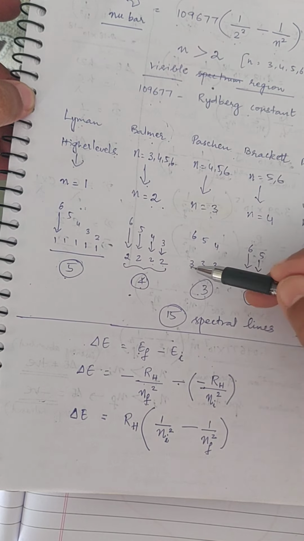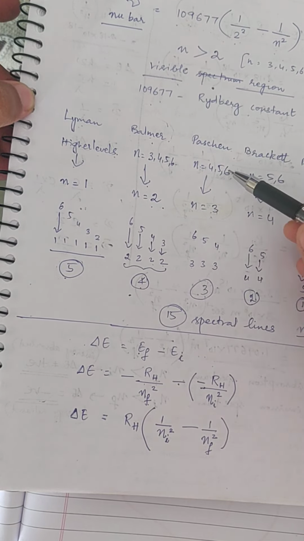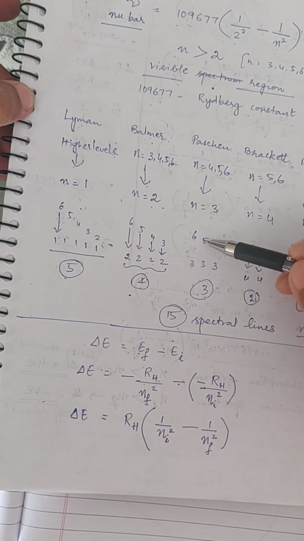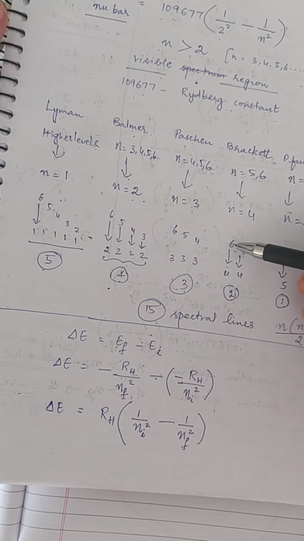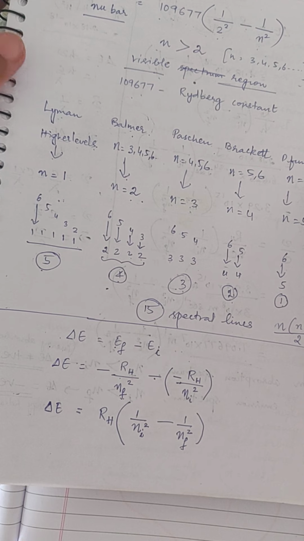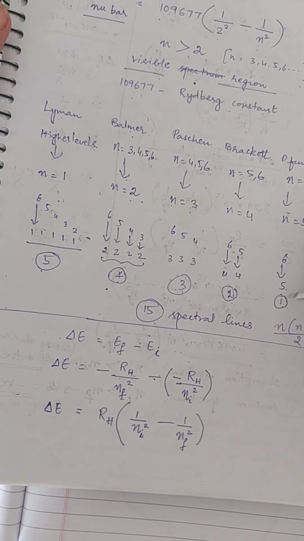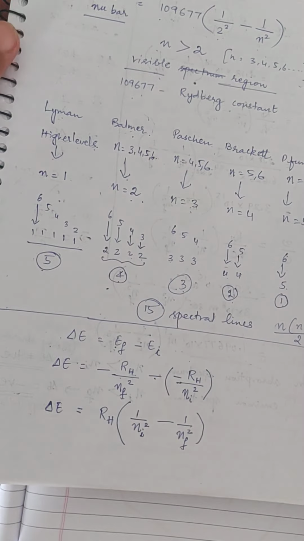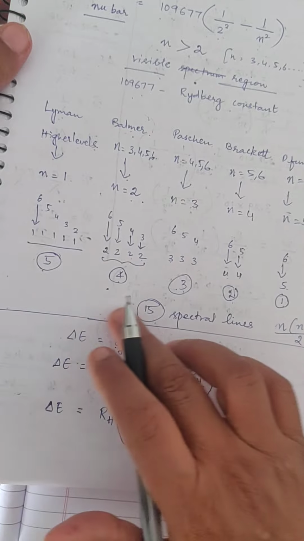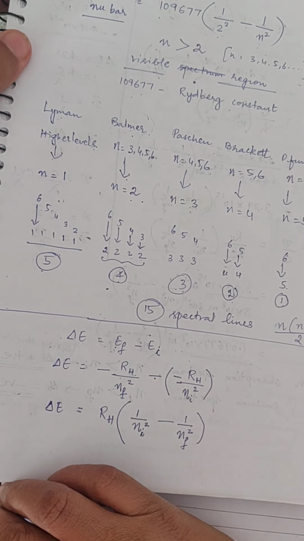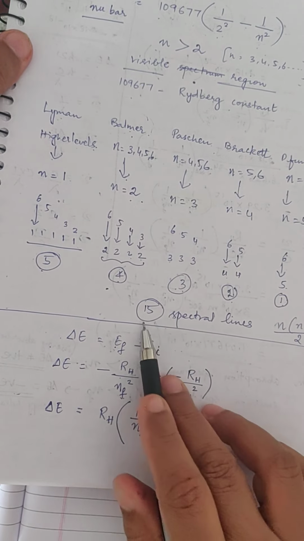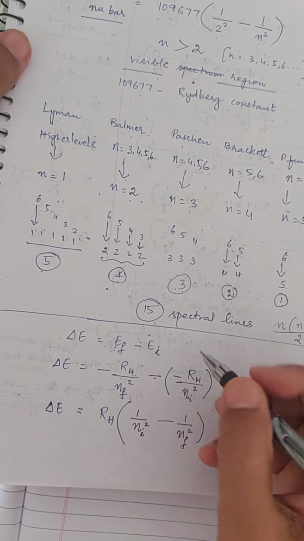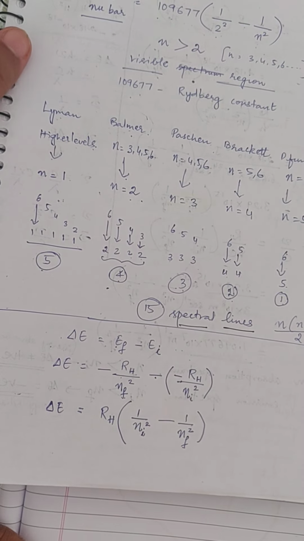Then Paschen, how many did he get? He got 3 spectral lines: 6 to 3, 5 to 3, 4 to 3. Then Brackett got 2 spectral lines, 6 to 4, 5 to 4. Pfund got 6 to 5, only 1 spectral line. So in totality, how many spectral lines are possible? 5 plus 4 plus 3 plus 2 plus 1, which counts up to 15. So 15 spectral lines are there.